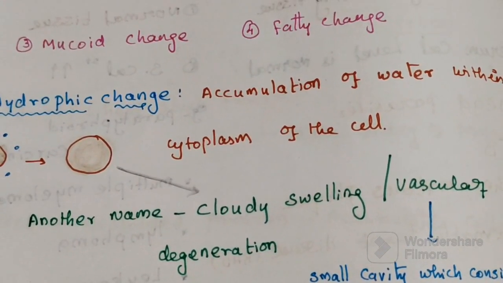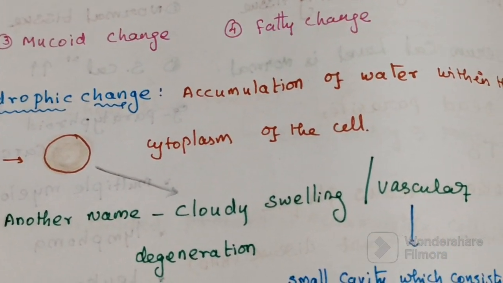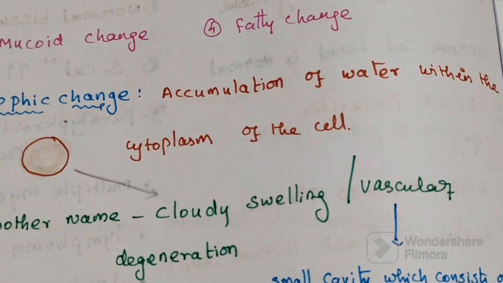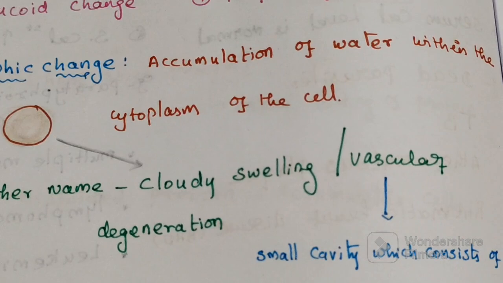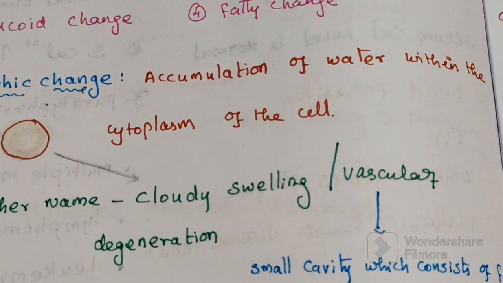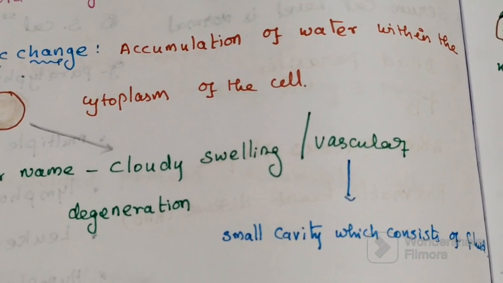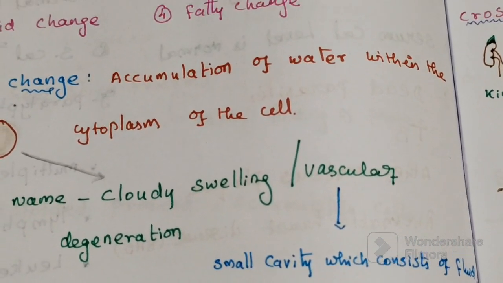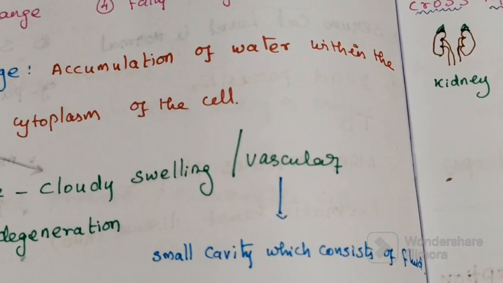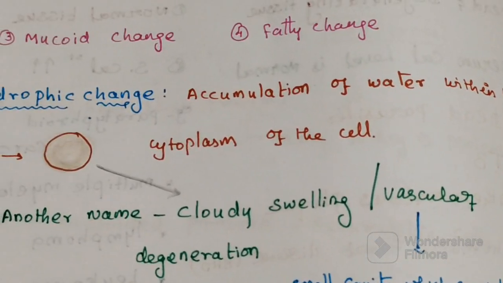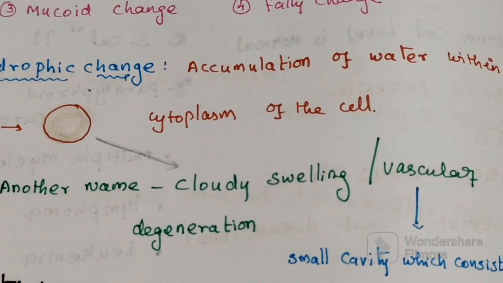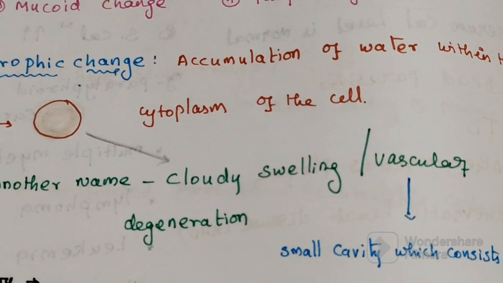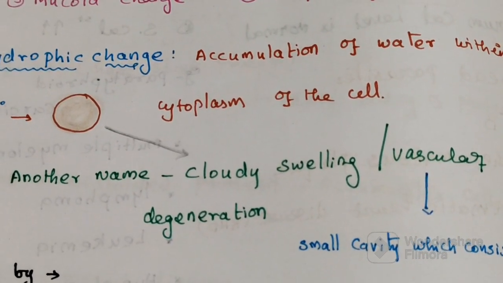The other name of hydropic change is cloudy swelling or vacuolar degeneration. What is the meaning of vacuolar degeneration? A vacuole is a small cavity which consists of fluid. So the other name of hydropic change is cloudy swelling or vacuolar degeneration, mainly due to cytoplasmic vacuolation.